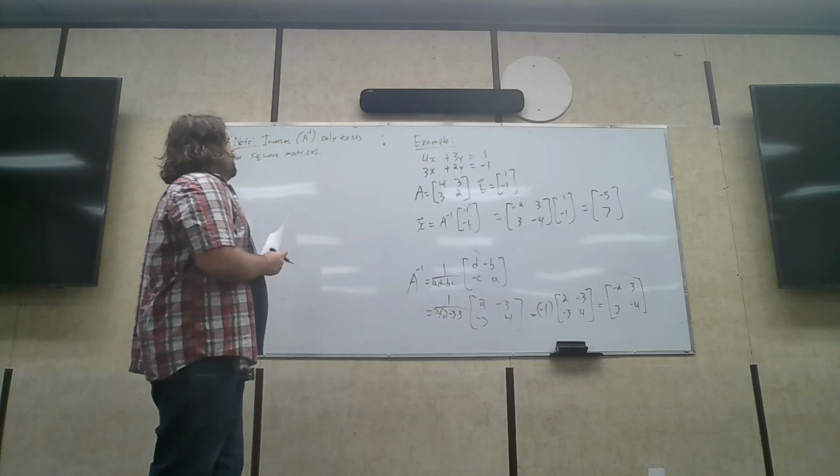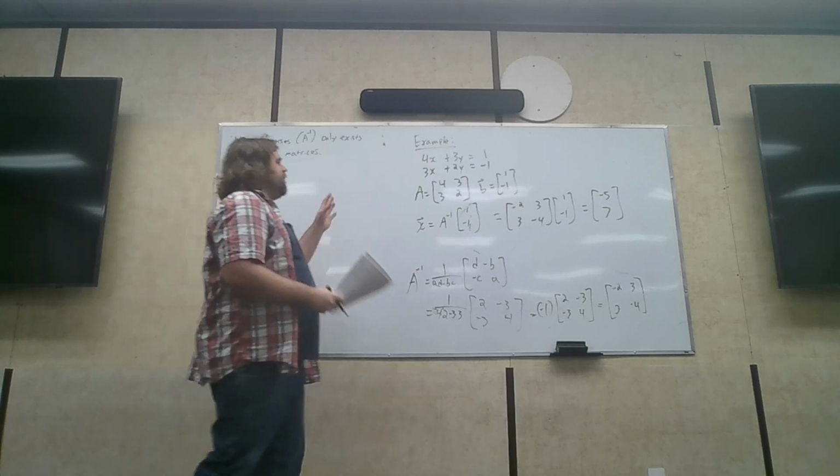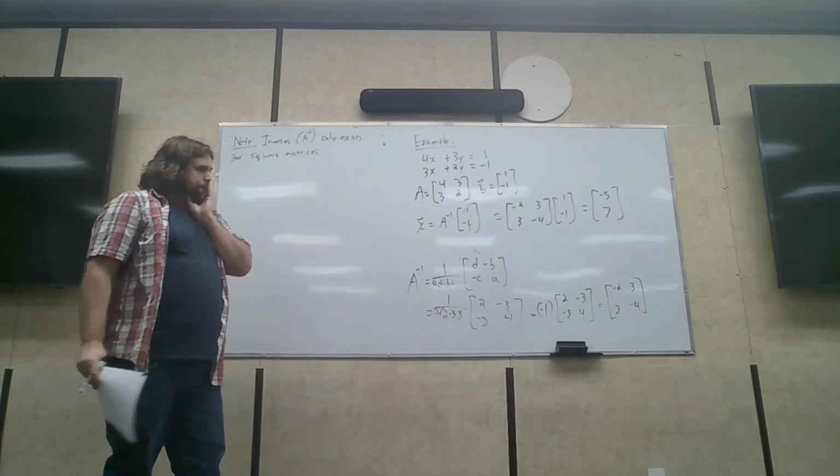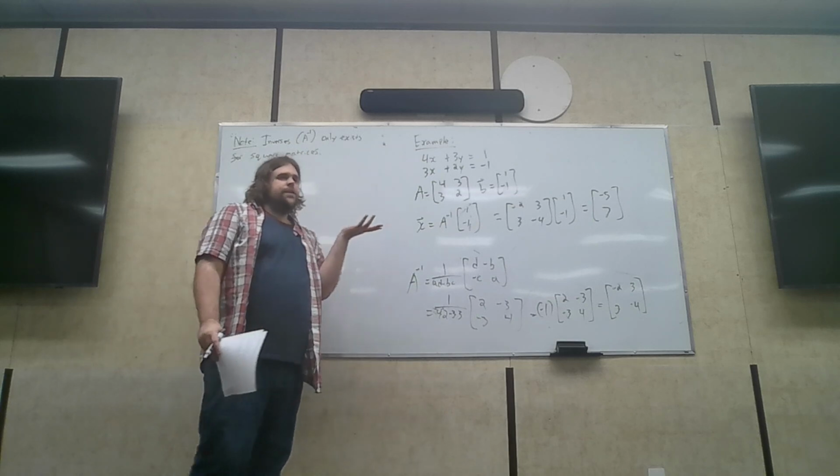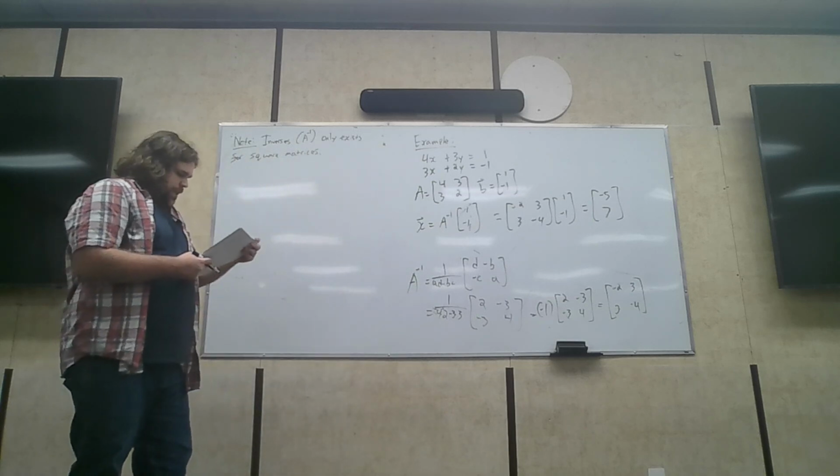Okay. So now we know how to find it for 2 by 2 matrices, right? So I've kind of buried the lead here. How do we find it for something bigger? Well, it just boils down to row reduction.